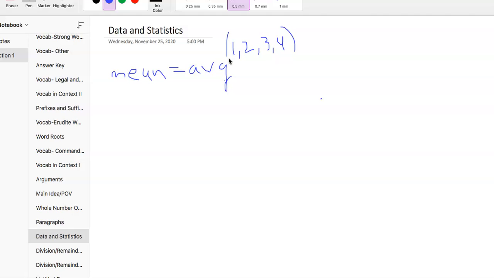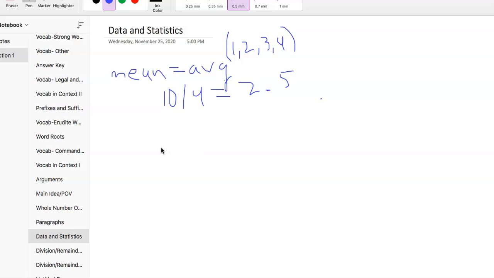And so if I need to find the mean, then I need to add up those 4 numbers and divide by 4 because there's 4 of them, right? So 1 plus 2 is 3, 3 plus 3 is 6, 6 plus 4 is 10. So the mean would be 10 divided by 4, which equals 2.5. Okay, so that's mean. Mean is average.